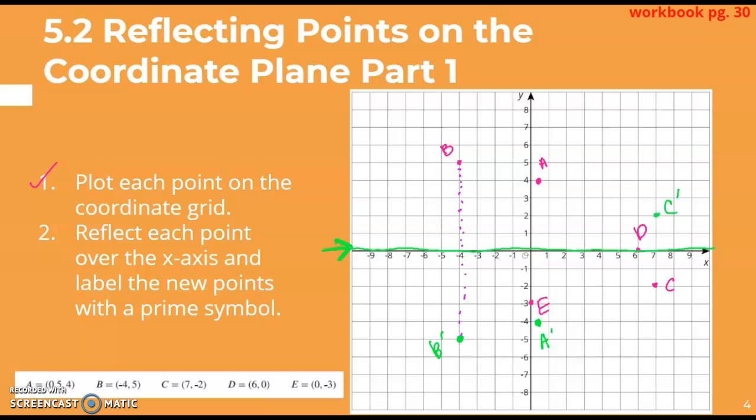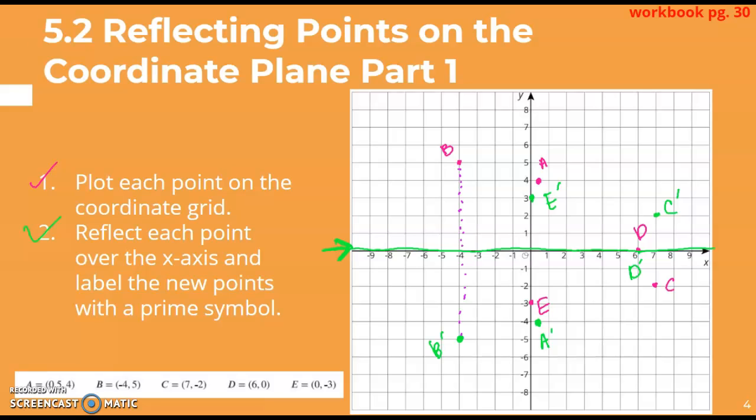D is at (6, 0), so that's on the mirror. Nothing is going to be reflected there. It's going to stay exactly where it is at (6, 0), because it's 0 units away from the line of reflection, so its image is also going to be 0 units away from the line of reflection. And then finally, we have (0, -3). Instead of going down 3 from the line of reflection, I'm going to go up 3. Okay, now I've plotted my points and I have reflected over the x-axis.